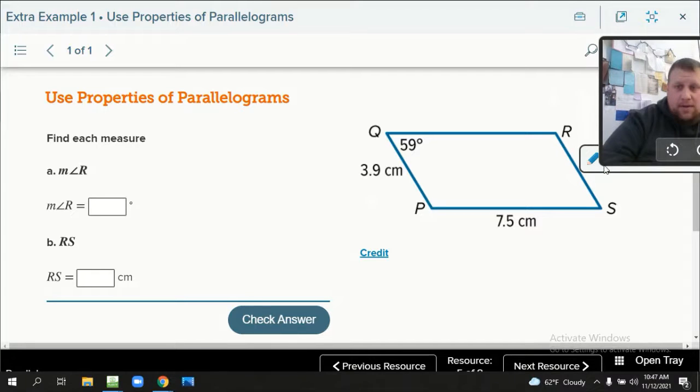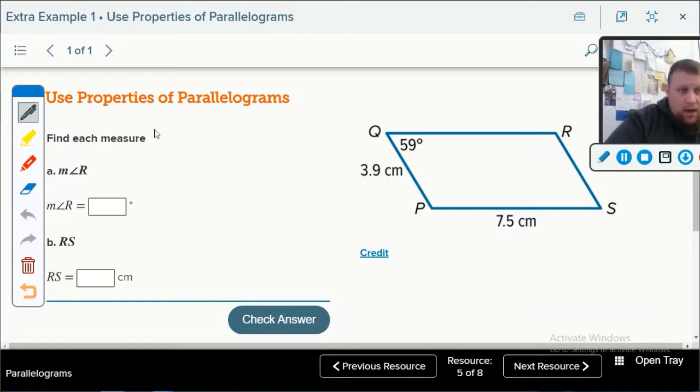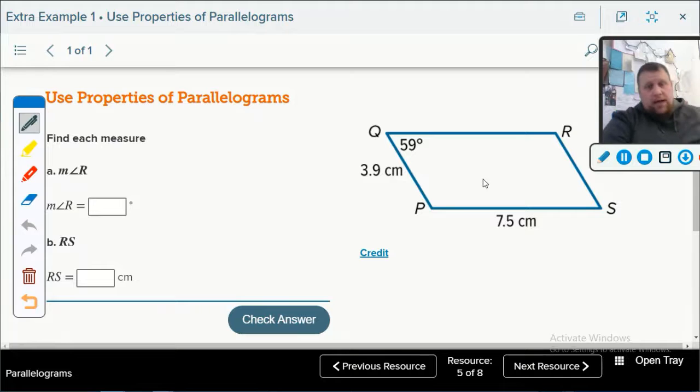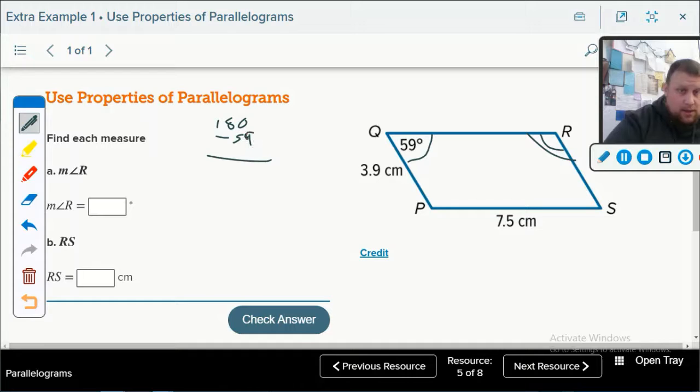Okay, so let's fill in what we know. It says find each measure. So we have a parallelogram right here, PQRS. All right. What is the measure of angle R? Well, if the measure of angle Q is 59, I know that Q and R are supplementary, so what's 180 minus 59? What's that you say? 121, yeah. So that's going to be 121. Boom.